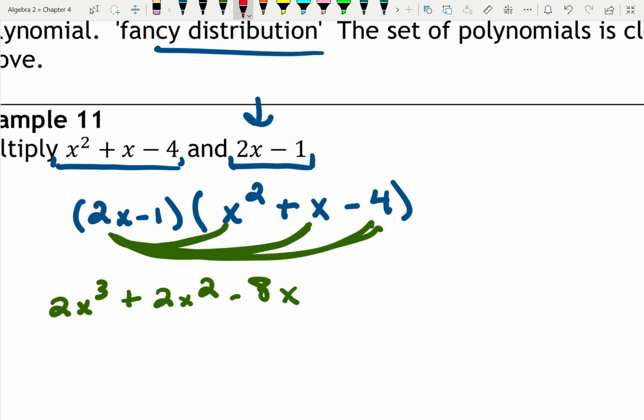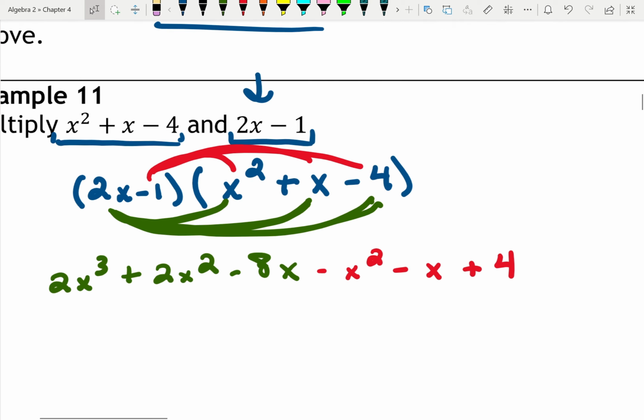Now I have exhausted my 2x, and I switch over to the negative 1. I'm going to have negative x squared minus x plus 4. And now I've taken care of all of the multiplying. So the rest of it's just combining like terms.